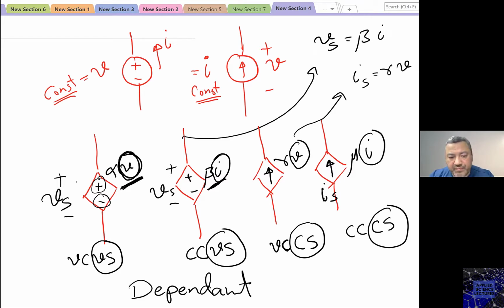So the top 2 are the independent sources. The four bottom ones are dependent. And this is the convention for distinguishing. The top two are independent sources. That is correct. The bottom four are dependent sources. And those dependent sources cover all the variations of the cases that we have: voltage controlled by a voltage, voltage controlled by a current, current controlled by a voltage, and current controlled by a current.